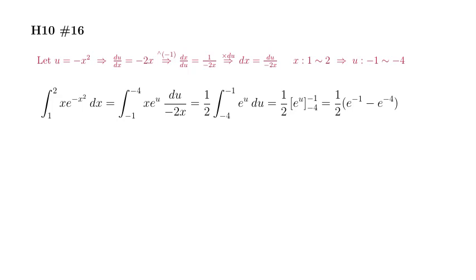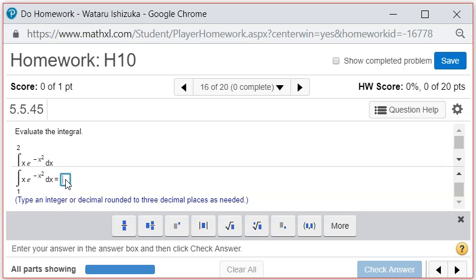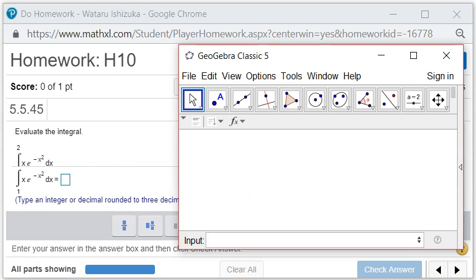Let's type this in here. The answer we got was, let's see, type an integer or decimal rounded to 3 decimal places. So I have to bring out a calculator. I opened up GeoGebra. What we found was 1/2 times e to the negative 1 minus e to the negative 4, and then hit enter. It came out to be 0.175. So I'm going to type it in.